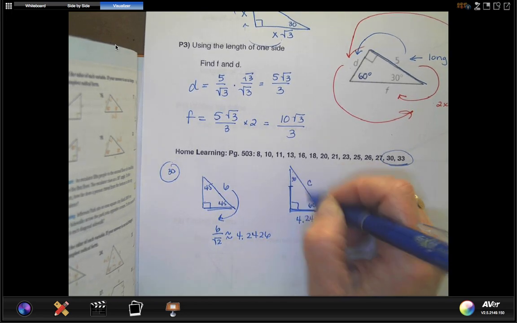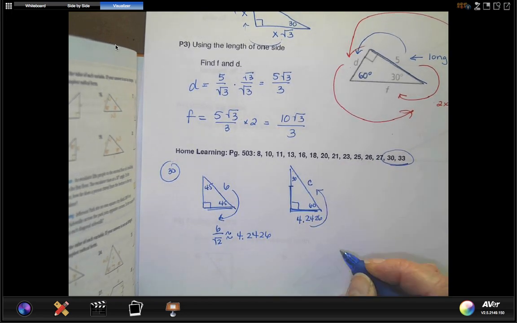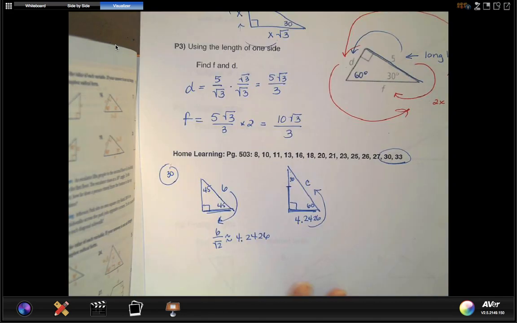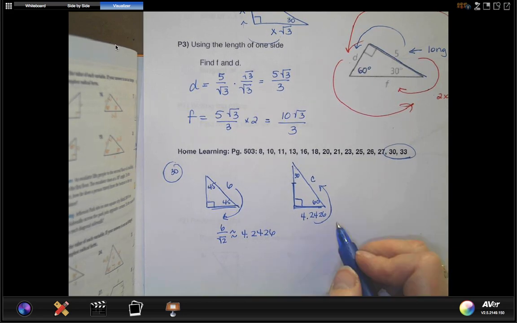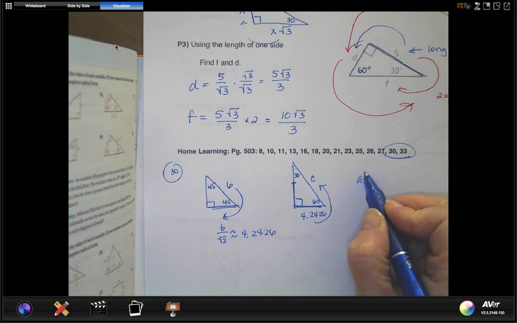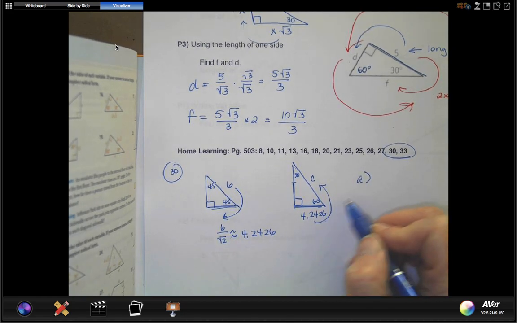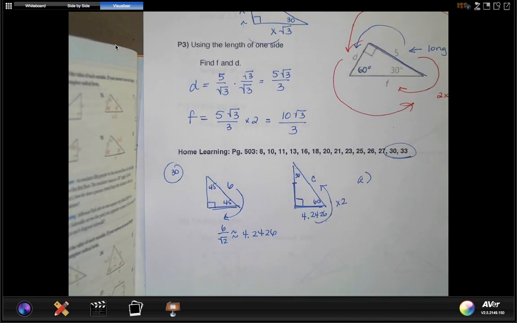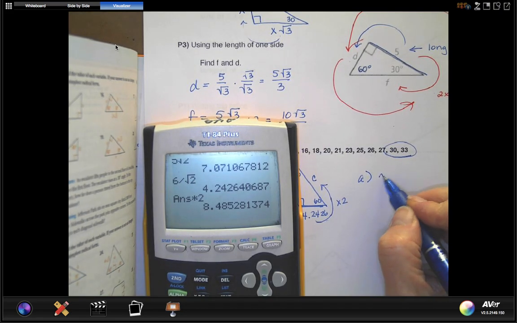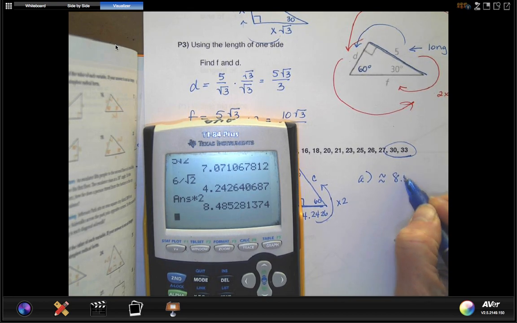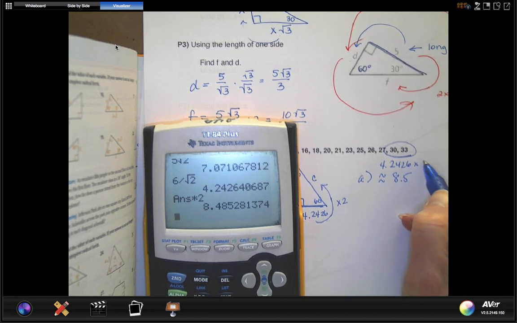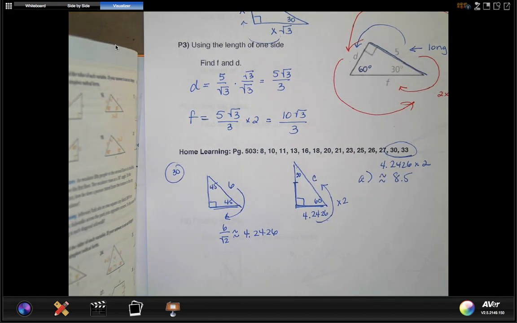Okay, well now I have the short leg. So for part A, to figure out how long the longer brace is, I can just take the short leg and multiply it times 2. So I get approximately 8.5 for the longer brace. Again, I'm taking that 4.2426 times 2 because it's from a 30-60-90.